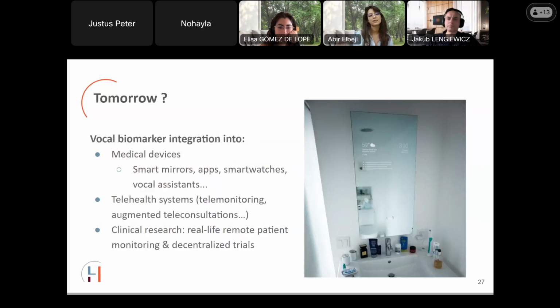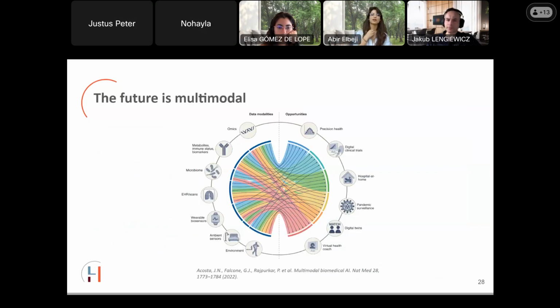Although we can see that the vocal biomarker, once validated and once we overcome these challenges, we can integrate them into medical devices. We can use them for telehealth systems, for monitoring, and we can apply them for clinical research as real-life remote patient monitoring and decentralized trials. But voice alone won't have the best performance to reach precision health and precision medicine. We need to integrate more dimensions, more models other than voice, in order to have better performances for diagnosis, for treatment monitoring, etc.